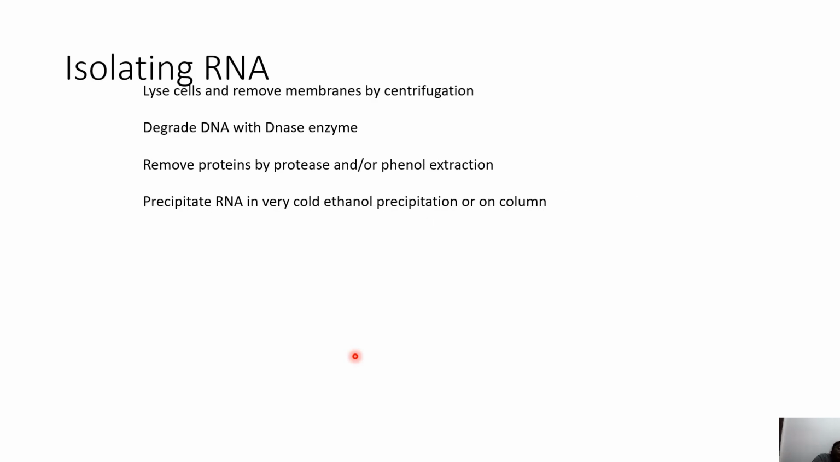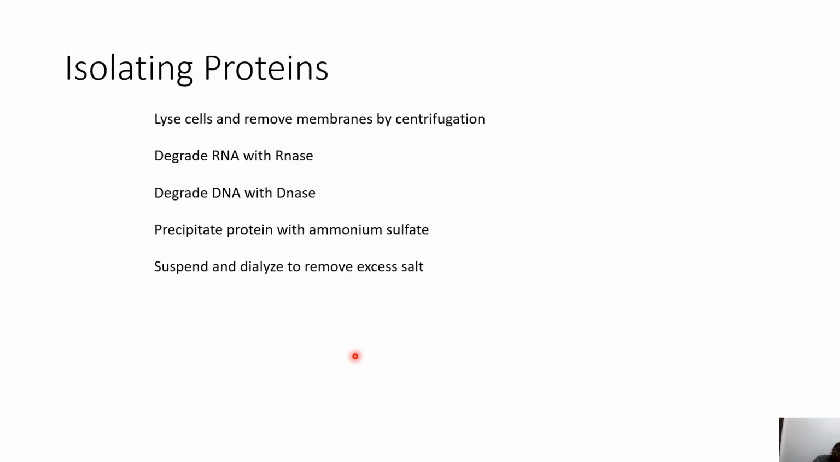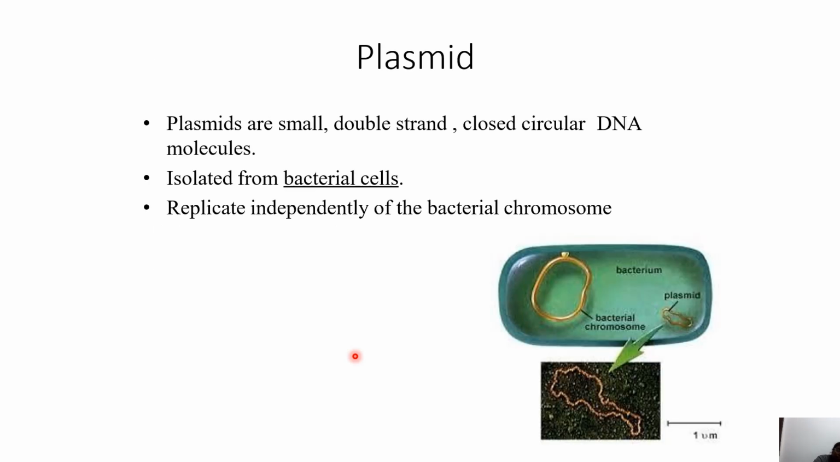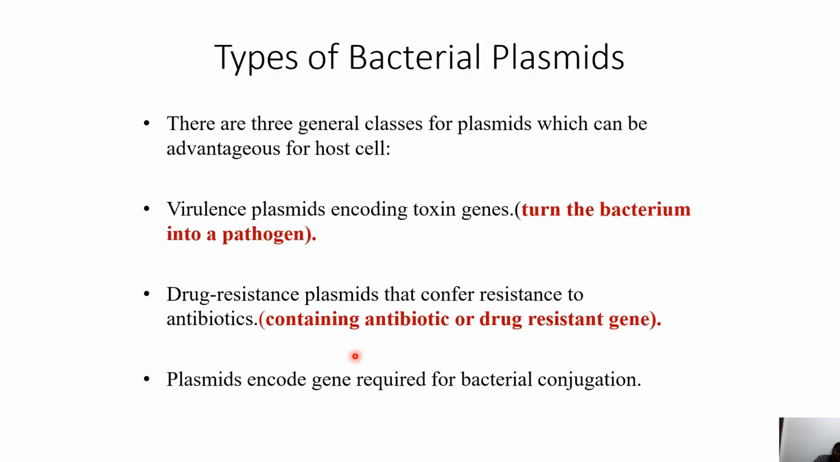If you want to isolate the RNA, we have to lyse the cells, remove membranes by centrifugation, degrade DNA with DNase enzyme, remove proteins by protease or phenol extraction, and precipitate RNA in very cold ethanol or on a column. If you want to isolate the proteins, we have to lyse the cells and remove membranes by centrifugation, degrade RNA with RNase, degrade DNA with DNase, precipitate protein with ammonium sulfate, and resuspend and dialyze to remove excess salt. Okay.